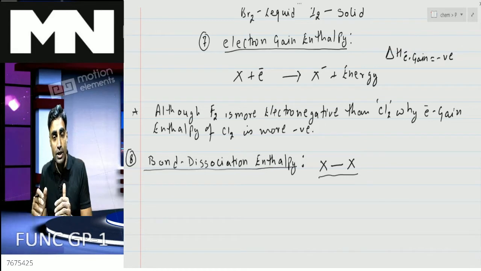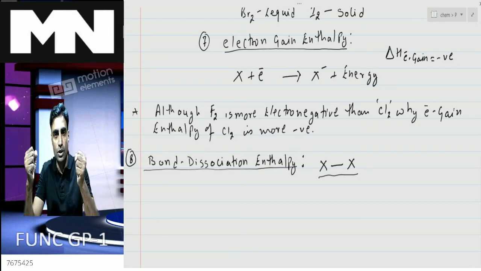According to the regular trend, the bond dissociation enthalpy of fluorine should have been the highest, whereas it is not like that. It is lesser than chlorine. Why is it lesser than chlorine? Why is the bond dissociation enthalpy of chlorine more than that of fluorine, although chlorine is larger as compared to fluorine? Because fluorine has a denser electronic cloud. I am explaining it to you.